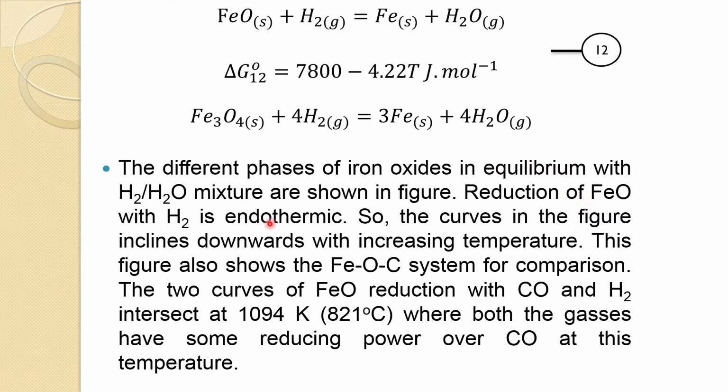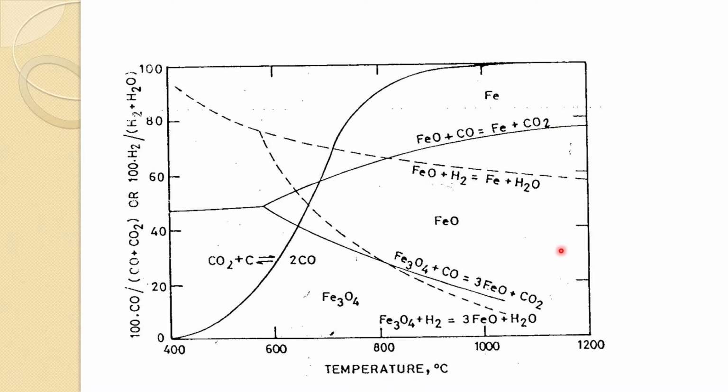So, reduction of FeO by hydrogen is endothermic, because these reactions are mostly endothermic. As you know, the slope of the curves in the figure would be downward. The curve inclines downward with increasing temperature. As we said when we were discussing carbon, that reaction is exothermic, so the slope is upward, but this one is endothermic, so it is downward. In the system of iron, oxygen, hydrogen, these reactions are mostly endothermic, so they go more in the downward direction.